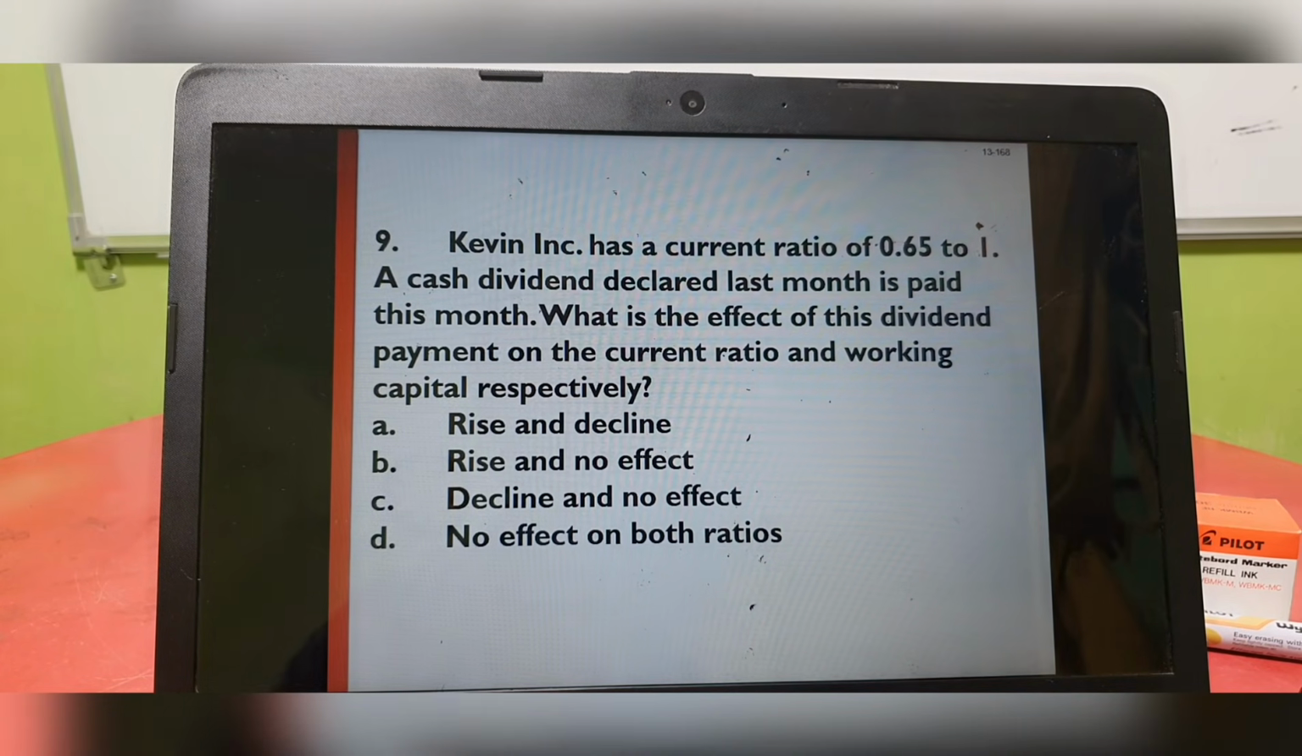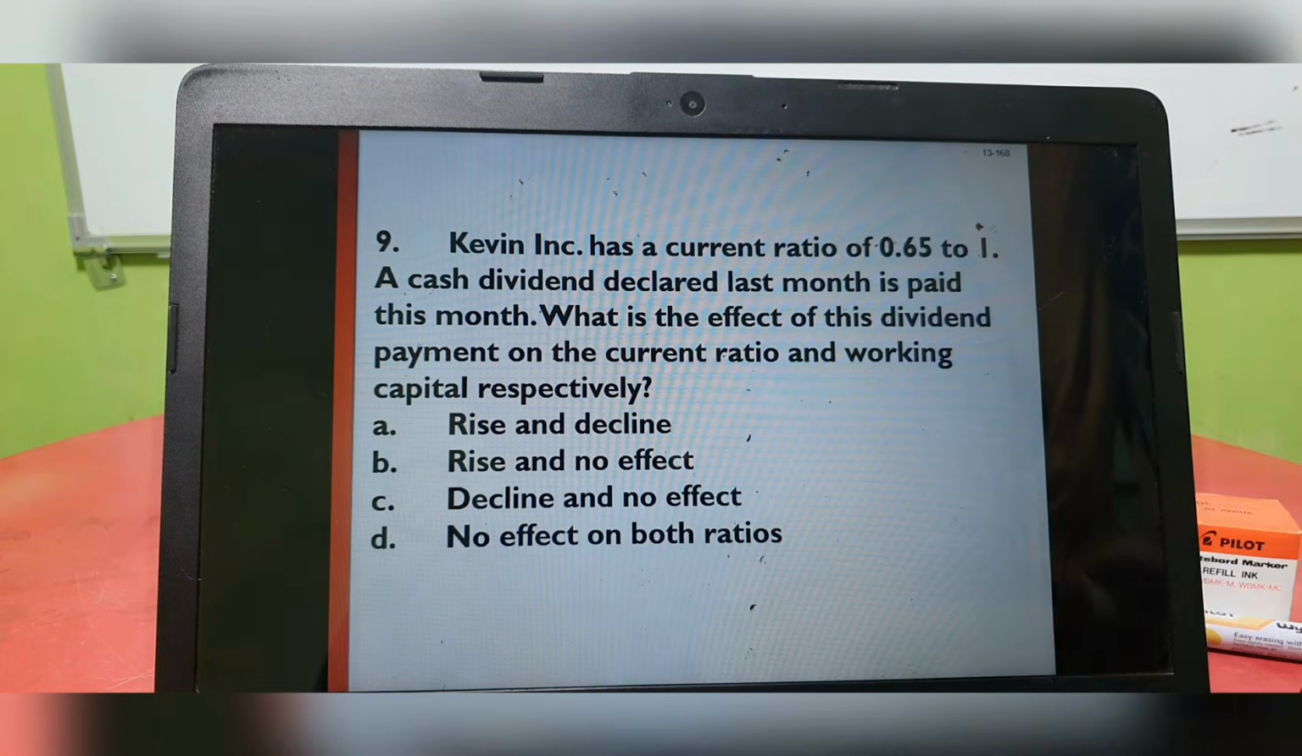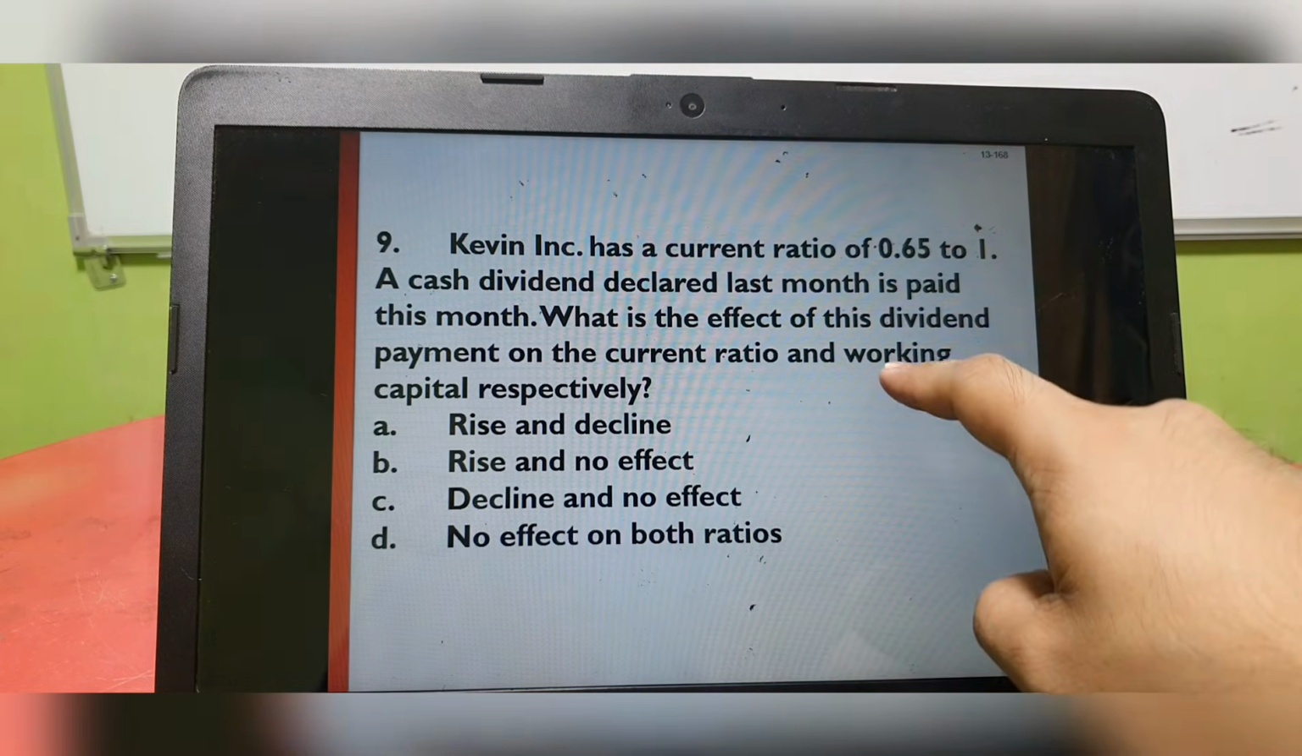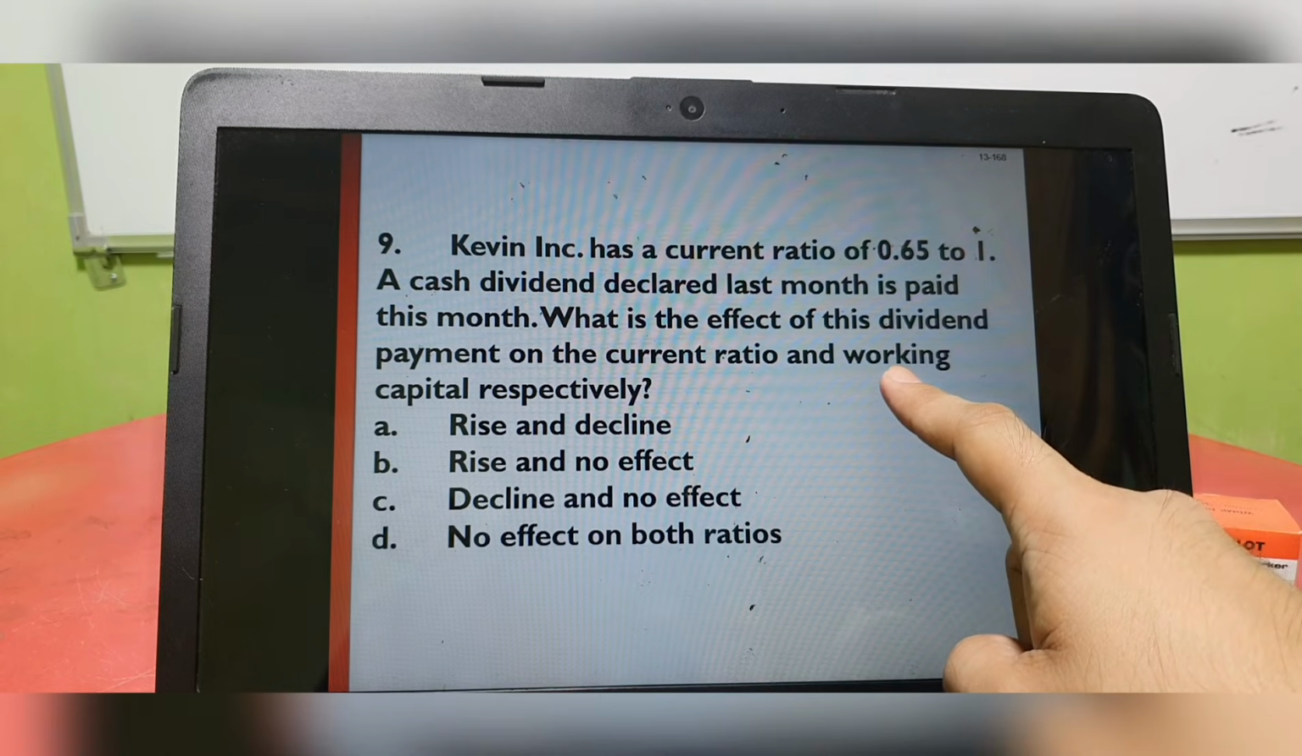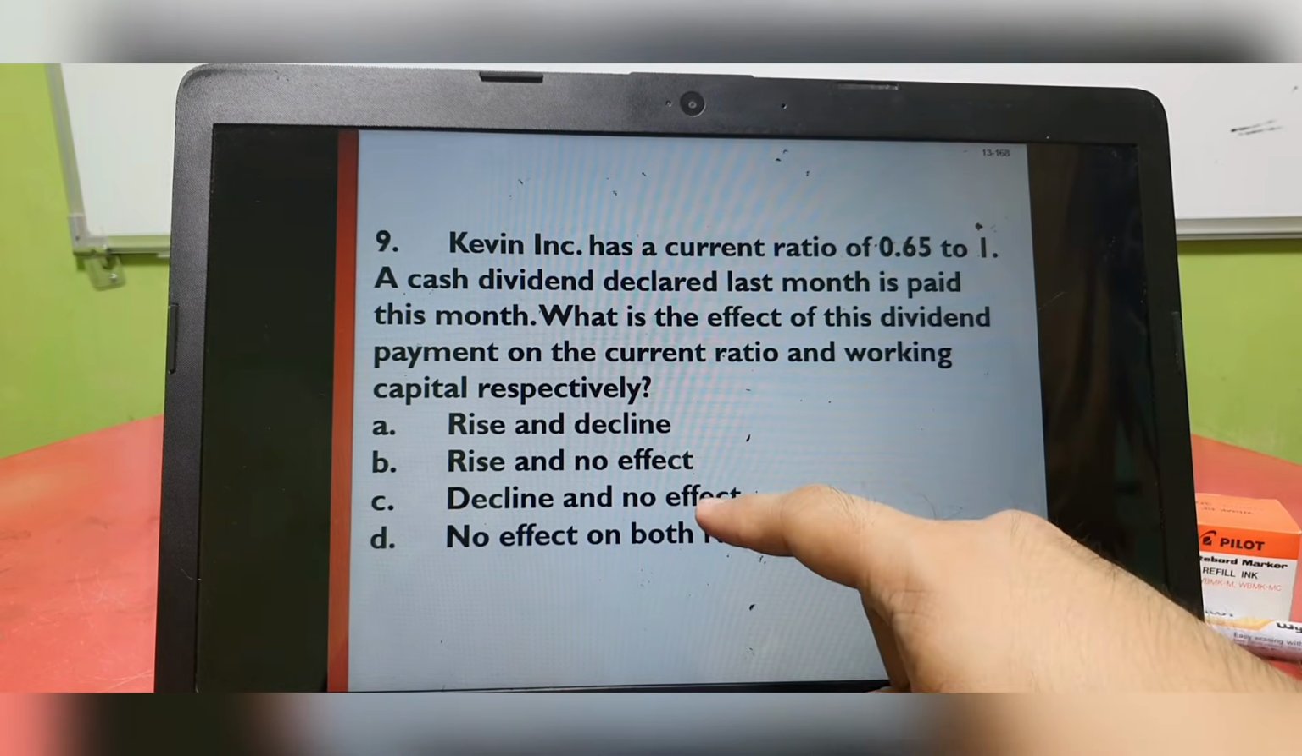Okay. Number 9. So, Kevin has 0.65 to 1 na current ratio. So, a cash dividend declared last month is paid this month. So, what is the effect of this dividend payment on the current ratio and working capital respectively? Ang daming tanong tulad dito. Basta tandaan natin, pag nagbayad tayo ng liability, wala namang sinabi na may discount or what, same magnitude, walang effect sa working capital. So, ang pamimilian na lang natin ay B or C.